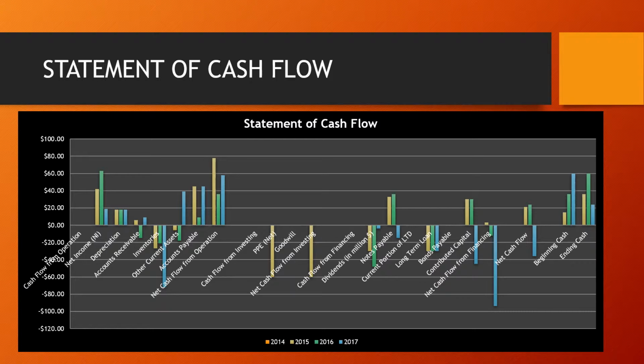The statement includes assets, liabilities and equity. Assets are what the company owns, liabilities are what the company owes, and owner's equity. It has five main components: current assets, long-term assets, current liabilities, long-term liabilities, and equity.